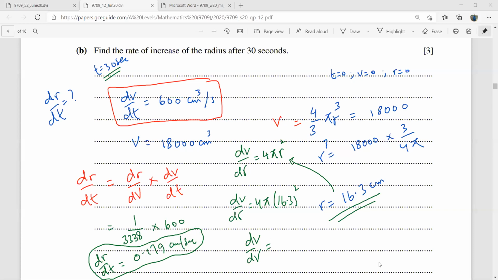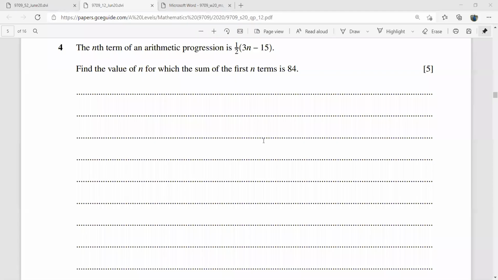Okay, so question number 4, we have the nth term of an AP, which is this. Find the value of n for which the sum of the first n terms is... oh, it's a big question of 5 marks. A lot of algebra will be involved. Okay, you give it a try first and then I'll tell you.